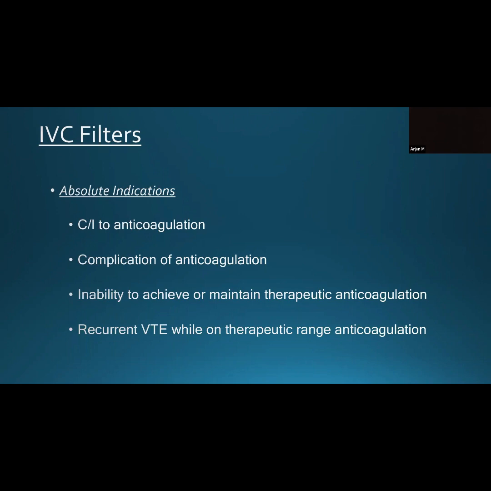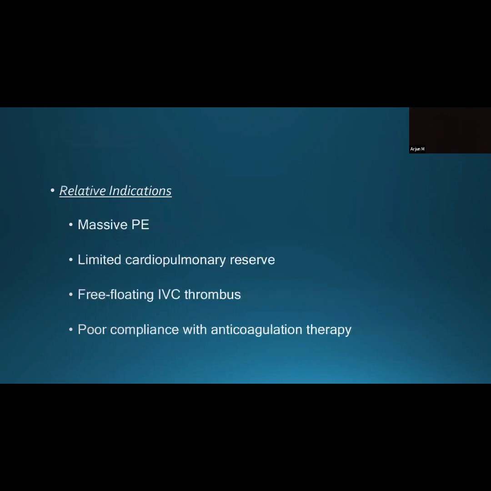So the absolute indications of an IVC filter are contraindication to anticoagulation, complication of anticoagulation, inability to achieve or maintain a therapeutic anticoagulation, or recurrent venous thromboembolic events while on a therapeutic range of anticoagulation. While the relative indications are massive pulmonary embolism, limited cardiopulmonary reserve, free-floating IVC thrombus, and poor compliance with anticoagulation therapy.